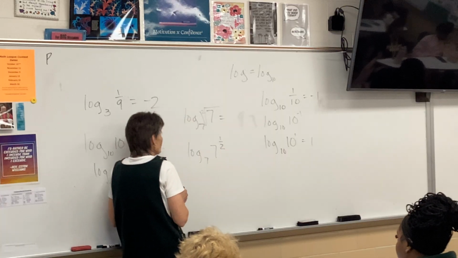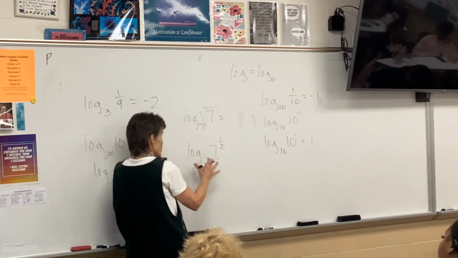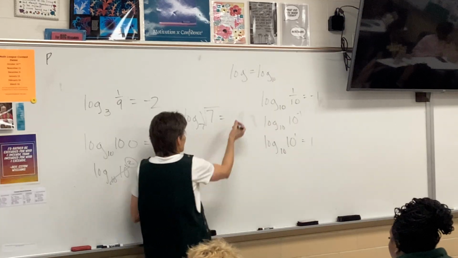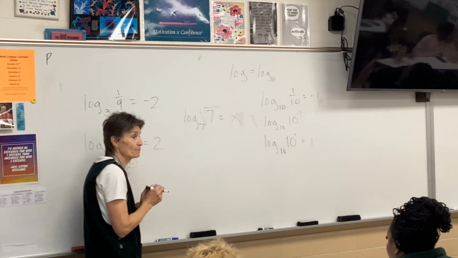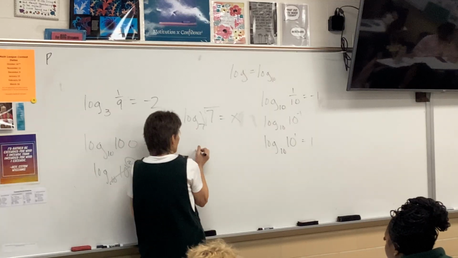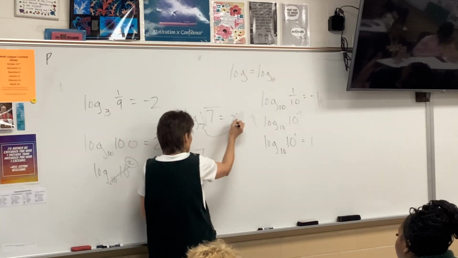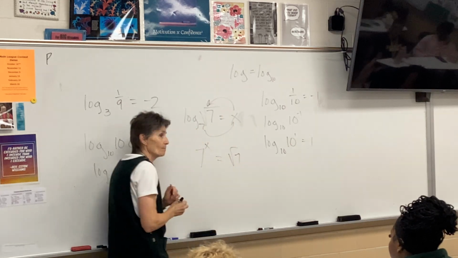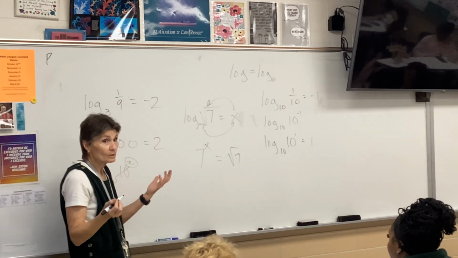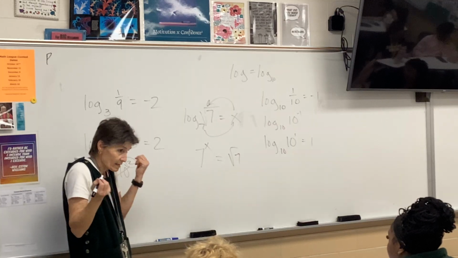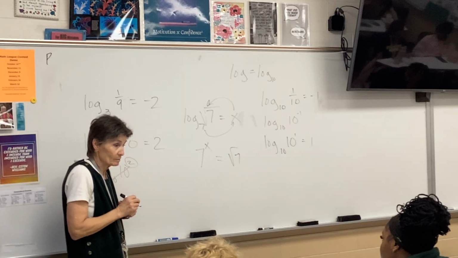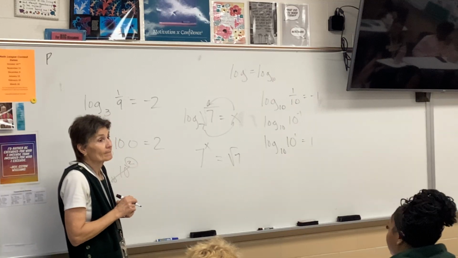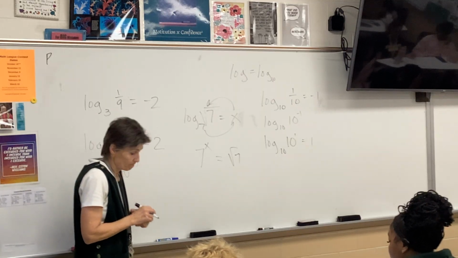Now, another way you can do it, if this is just baffling to you, it's okay. Another way you can do it is set it equal to x, and loop-de-loo it. 7 to what power is the square root of 7? Well, you gotta know a square root is a 1/2 power. When we write our answers, would we just put 1/2? Yep.